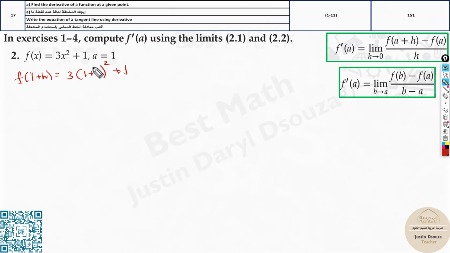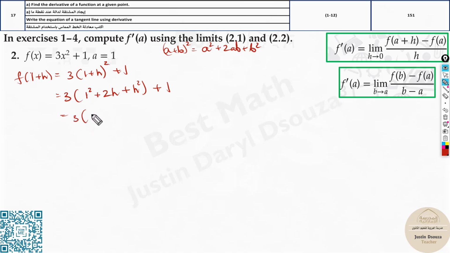And now, do you remember 1 plus h the whole square? This is like a plus b the whole square formula. This is given as a squared plus 2 times ab plus b squared. So we are going to use this identity over here. Now here what happens is 3, instead of a we have 1, it'll be 1 squared plus 2 times 1 times h is 2h plus h squared plus 1. And now I will simplify this.